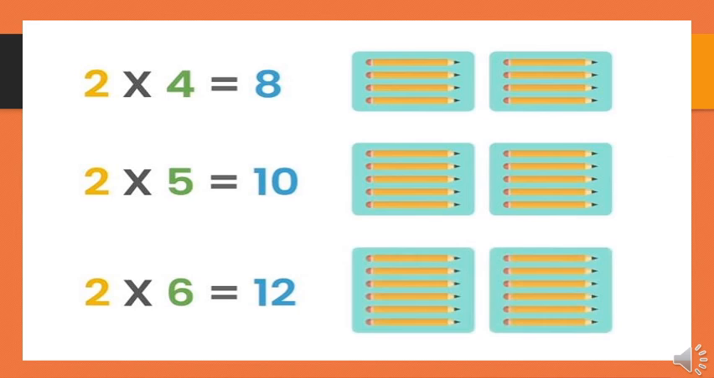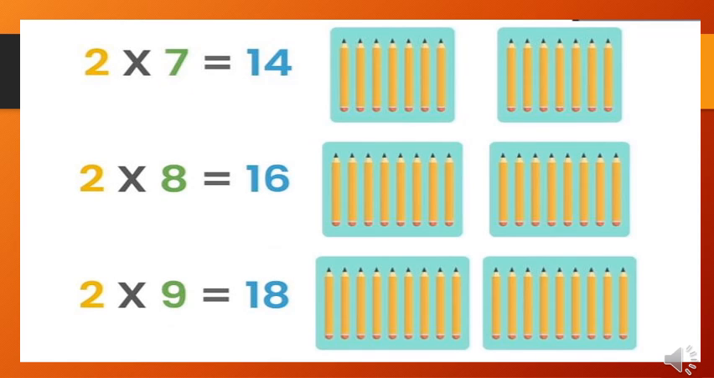2 into 6 is equal to 12. That is, 6 is repeated 2 times. 6 into 2 or 2 into 6 is equal to 12. 2 into 7 is equal to 14. 7 is repeated 2 times. Next, 2 into 8 is equal to 16. 8 is repeated 2 times. 2 into 9 is equal to 18. 9 is repeated 2 times. Each of the numbers is repeated 2 times. So we can say this is the 2 table.